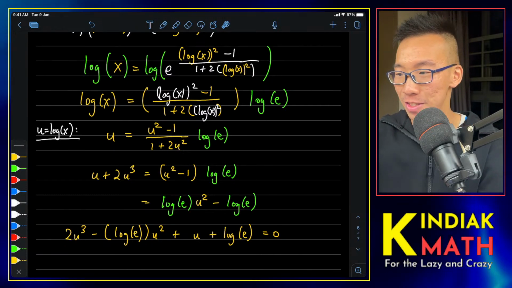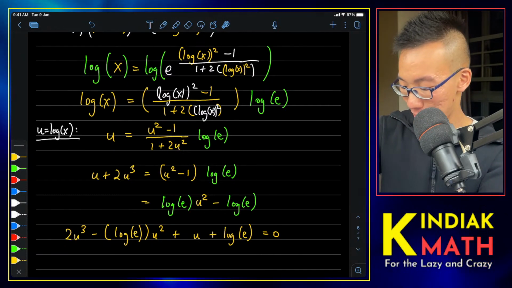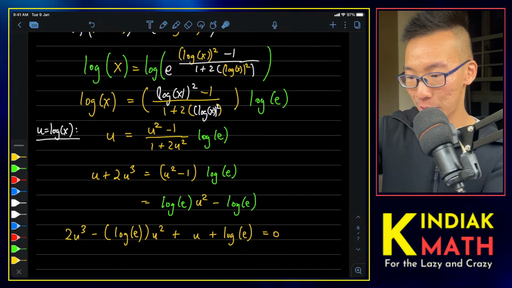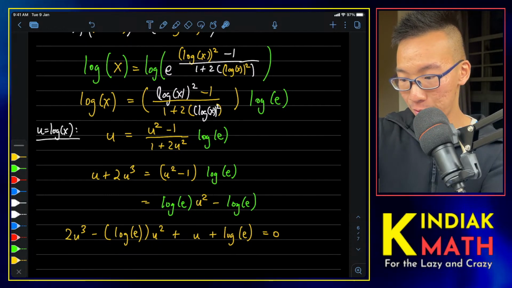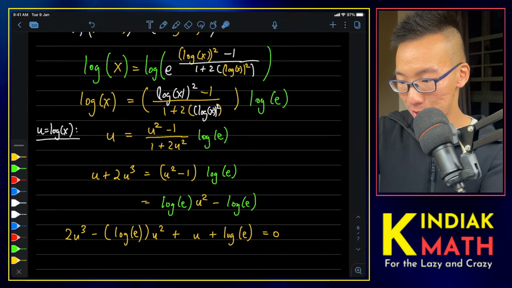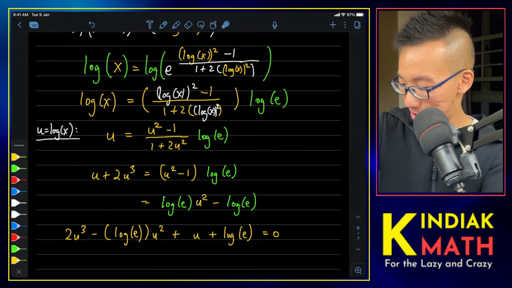Now I'm going to try to solve this using my calculator. I think I can solve it, but I'm going to need to be careful how I do it. I hope the logarithms here on my calculator are the correct logarithms.